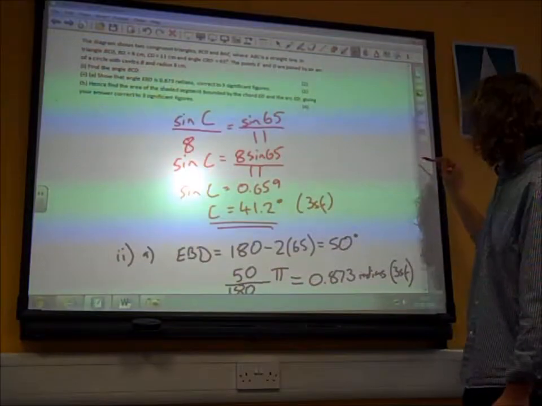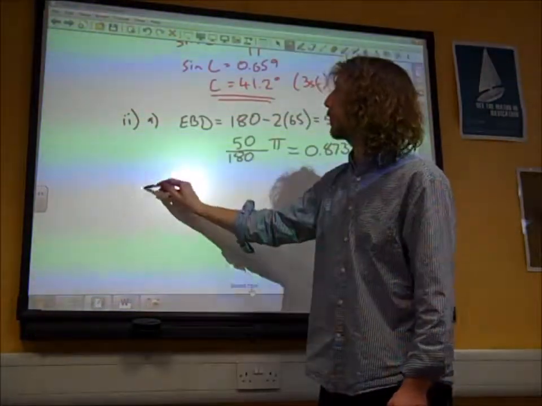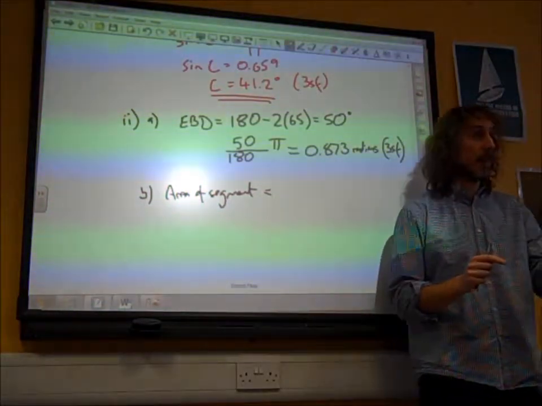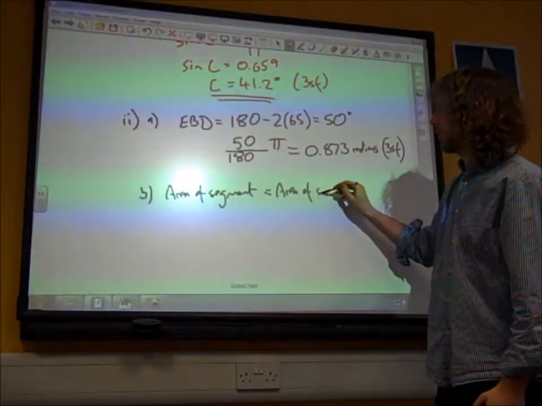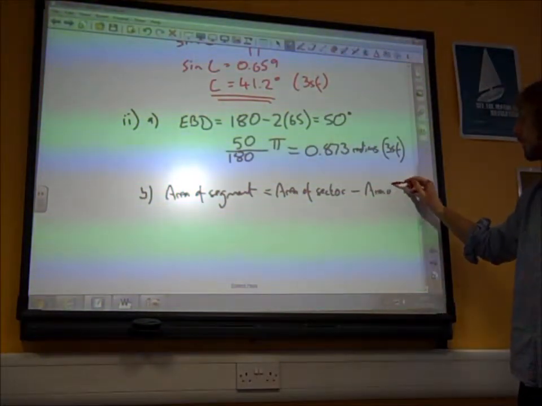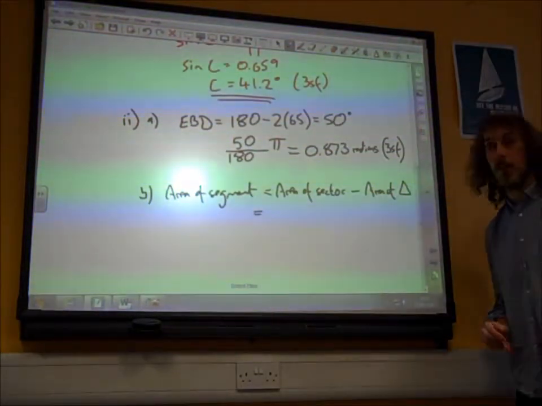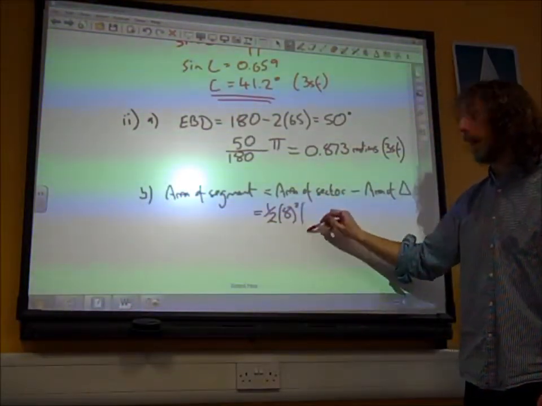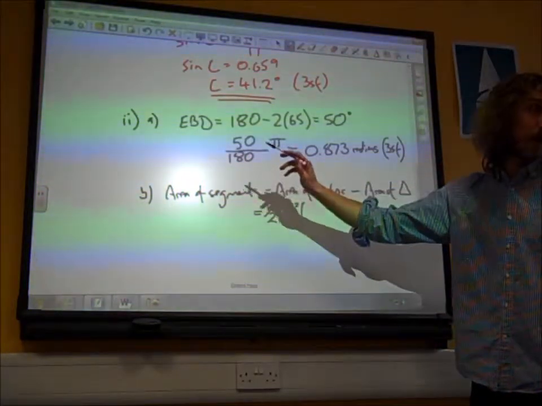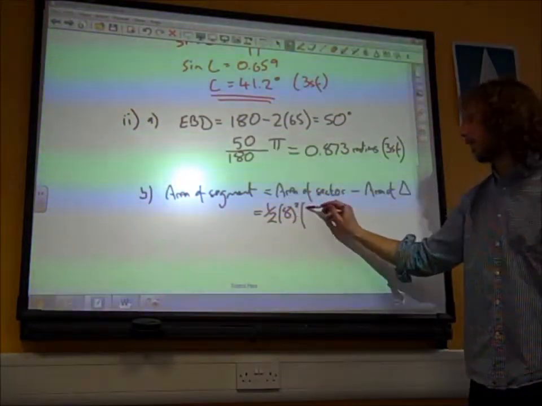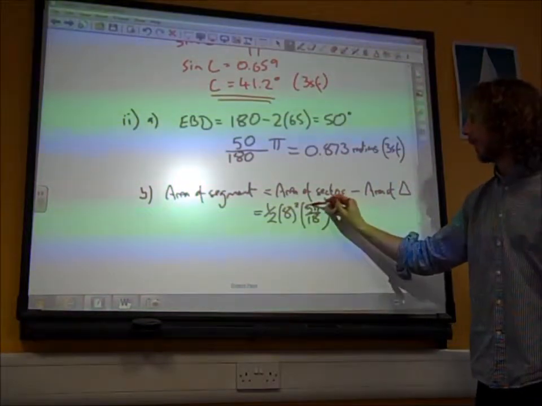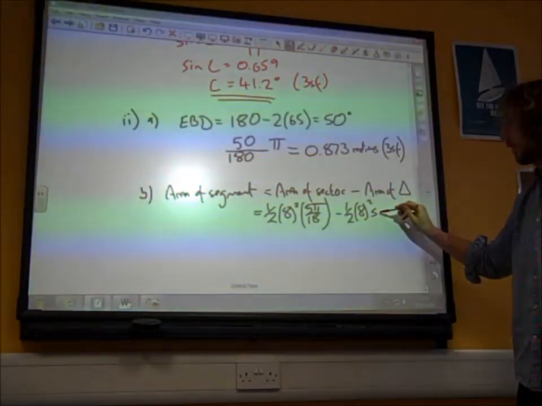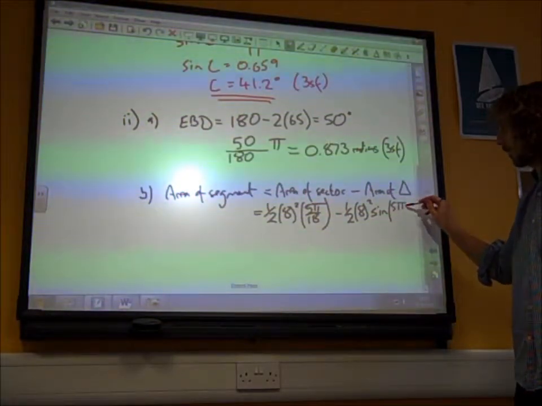So area of the segment is going to be a half r squared theta, that's the area of the sector. And we're going to take away the area of the triangle. Area of the sector is a half times the radius squared, so 8 squared times the angle. And I'm going to use, as soon as Ben's FX991ES Plus gave me 5/18 of pi as being that value, I'm going to use that as my value there. Remember, we must be working in radians if we're using that formula. Take away a half r squared times sine of the angle.